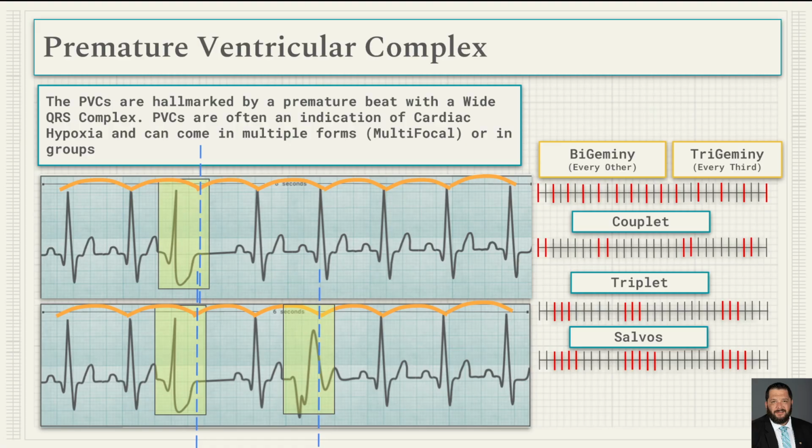These can also occur in patterns, and we name those patterns. They can occur in couplets, triplets, or salvos, which is the grouping. So they may come 2 at a time, 3 at a time, or 4 at a time or more. And they may occur in either bigeminy or trigeminy fashion, where every other beat is a PVC or every third beat is a PVC.